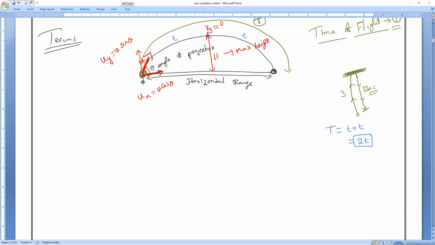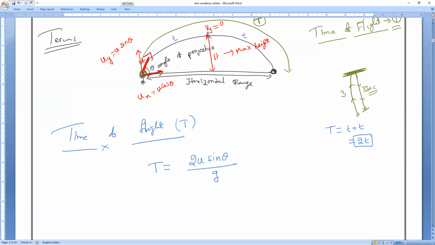Now, first one, time of flight. What is the symbol for time of flight, everyone? Capital T. Okay. So capital T is equal to 2u sin theta divided by g. This is the formula for time of flight.